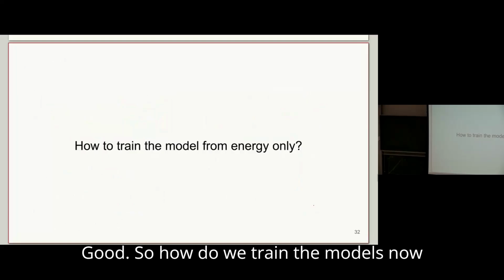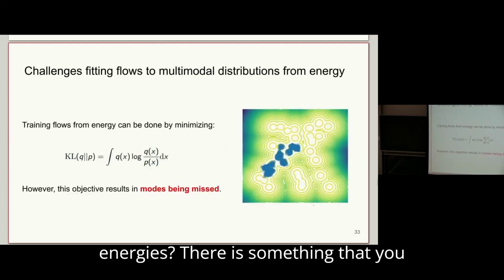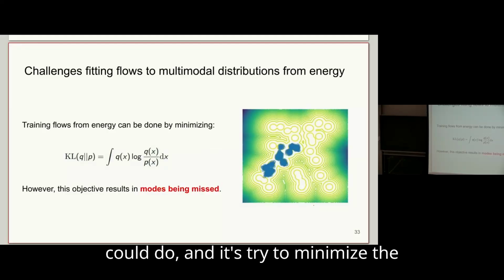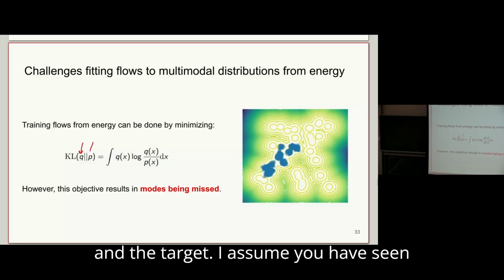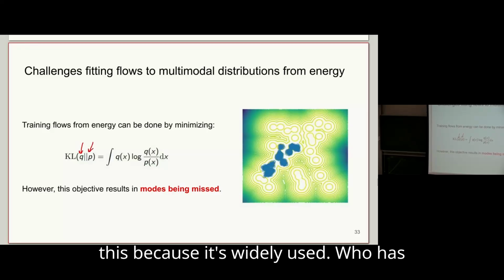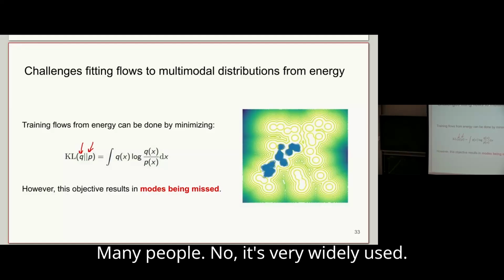Good. So how do we train the models now if we don't have access to data, only to energies? There is something that you could do, and it's try to minimize the Kullback-Leibler divergence between your model, Q, and the target. I assume you have seen this because it's widely used. Who has seen this Kullback-Leibler divergence? Many people. No, it's very widely used.